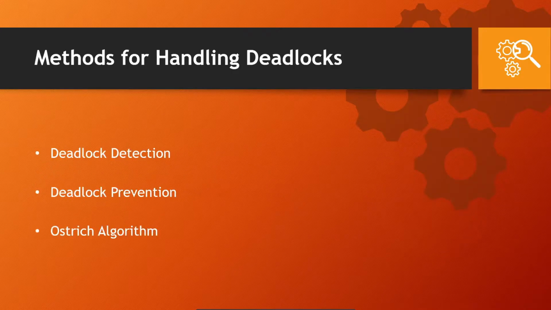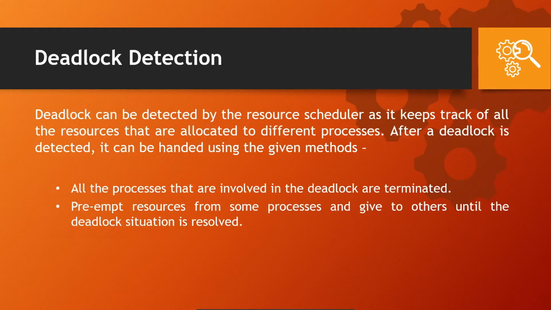Now, there are a few methods that you can use to handle deadlock, but these three are the main. So deadlock detection, deadlock prevention, and then ostrich algorithm. This is kind of weird, but the most efficient one is ostrich algorithm. Why is that? Well, you'll know soon enough because I am going to tell you. But let's start with deadlock detection.